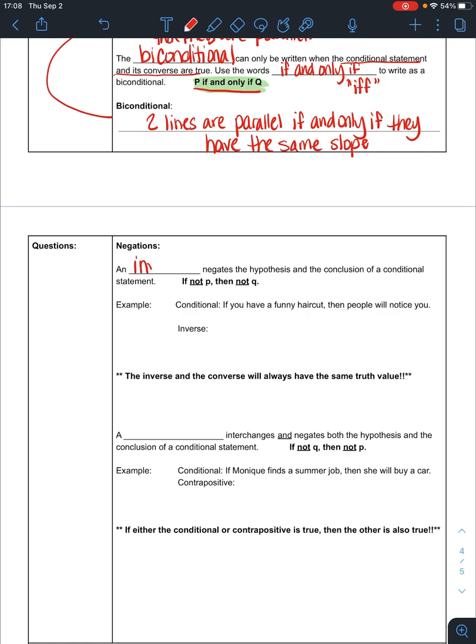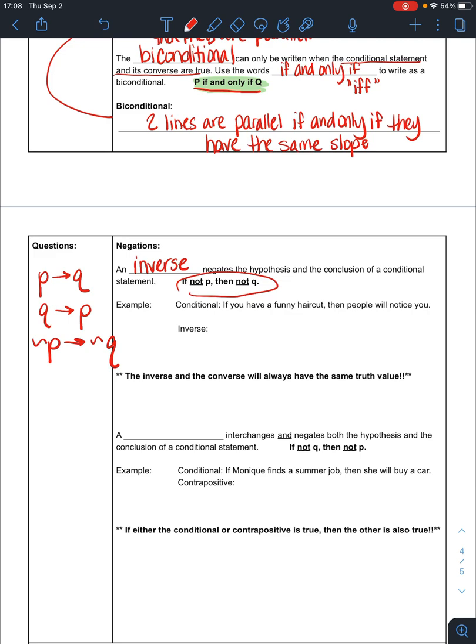Now, an inverse negates the hypothesis and the conclusion. So it leaves everything in the same order. We had if P then Q, that was our original statement. Our converse was if Q then P. So our inverse is if not P, then not Q. We would write that shorthand this way: tilde P, then tilde Q. That little tilde means not, or to negate.